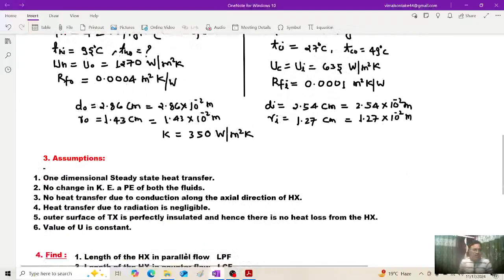Outside diameter of the inner tube is given as 2.86 centimeter, 2.86 into 10 to the power minus 2 meter. So outer radius Ro will be 1.43 centimeter, or 1.43 into 10 to the power minus 2 meter. Similarly, inner diameter of the inner tube is given as 2.54 centimeter and radius Ri is 1.27 centimeter. In meter it will be 1.27 into 10 to the power minus 2 meter. And thermal conductivity of the material of the inner tube is given as K, 350 watt per meter Kelvin.